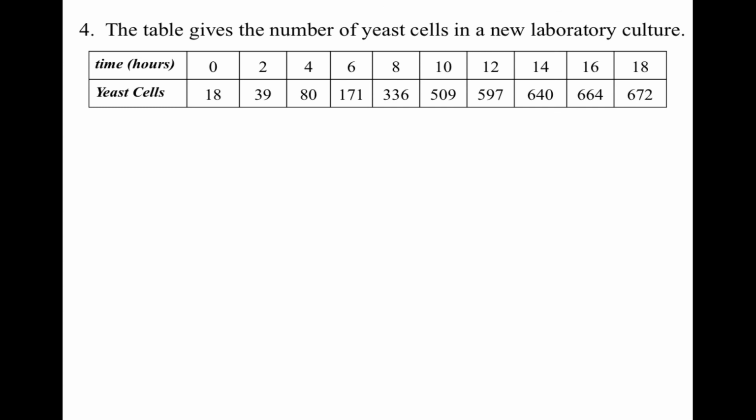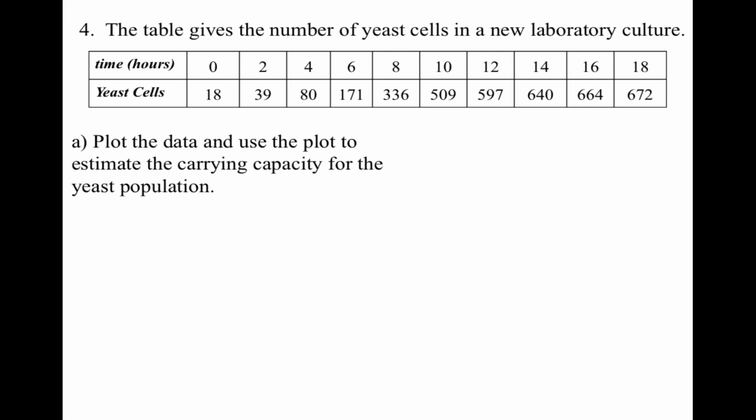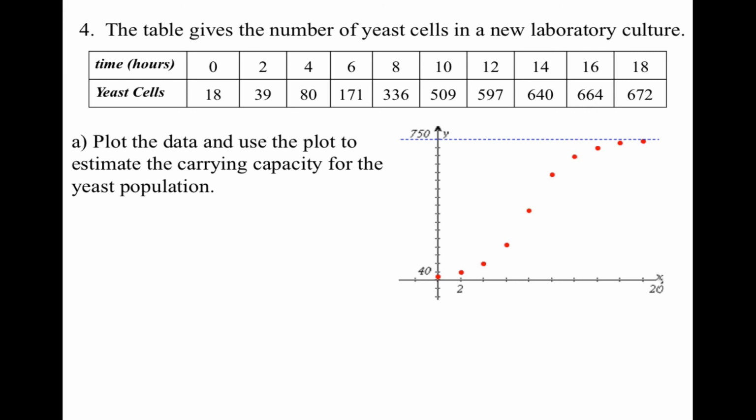All right, now let's look at an example that deals with a table. This table gives the number of yeast cells in a new laboratory culture, where T is in hours. Plot the data and use the data to estimate the carrying capacity for the yeast population. If we plotted the data, we would get the following graph. You should notice that the yeast cells are starting to level off at approximately 680. I know it's kind of hard to use this graph to estimate that, but it's counting by 40s. So if you counted 40, 80, 120, and so on, you would get up to 680.